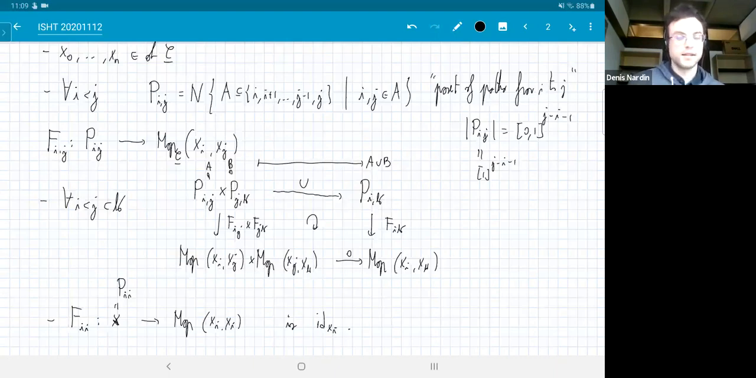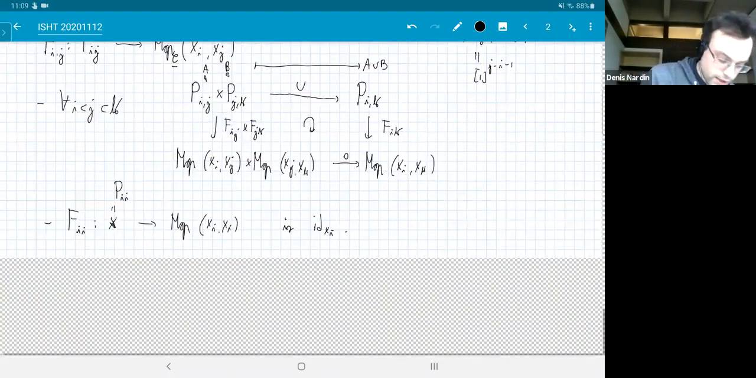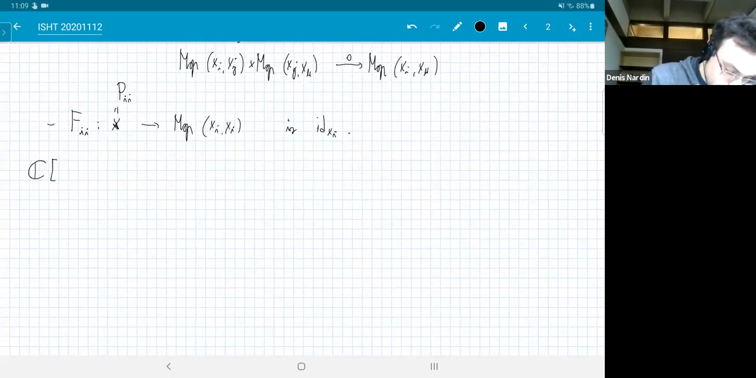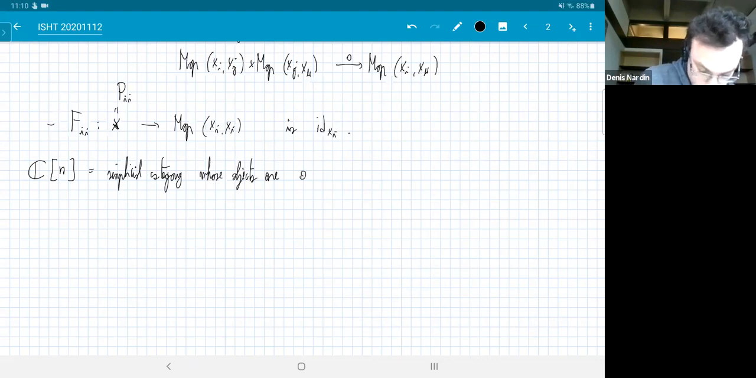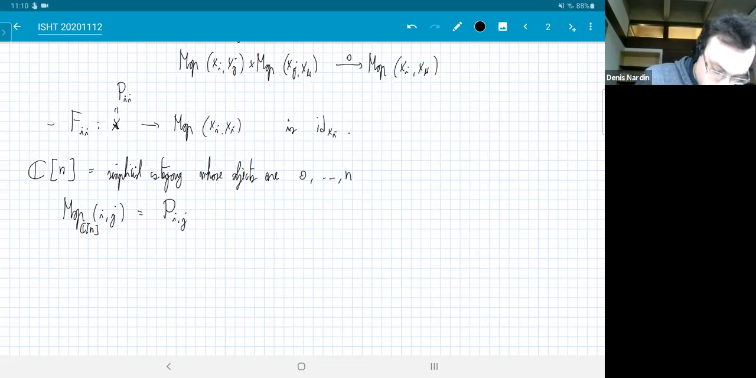Hopefully this hasn't been too surprising to notice that this looks like a functor, this thing I just described. So in order to do that, let me define this C[n]. This is a simplicial category. It's not going to be a Kan-enriched category. This is going to be a simplicial category whose objects are 0, ..., n such that map_ij in C[n] is this poset p_ij.